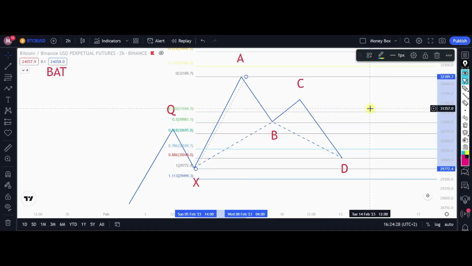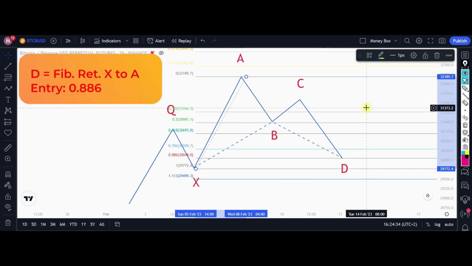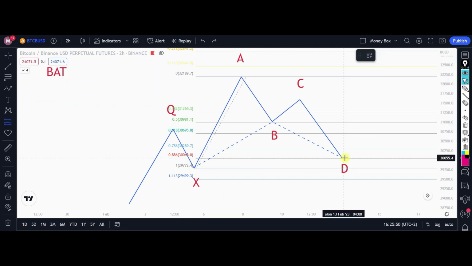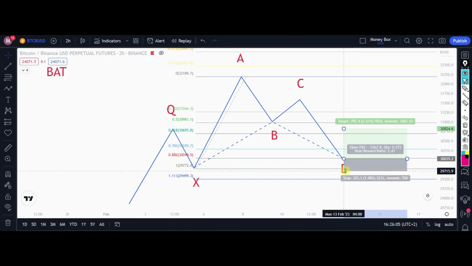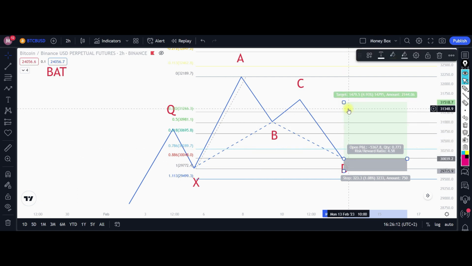For the entry point of the bat pattern, we once more implement Fibonacci retracement, but this time from X to A, and our entry point is 0.886 of this Fibonacci. I prefer to put my stop loss slightly below X for a safer stop loss point, and I prefer to take my first profit at the level of C, though A is also a good point for taking profit.